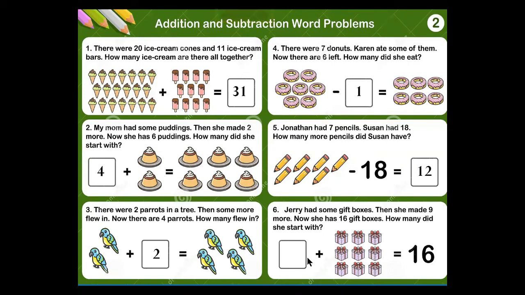The last one, Jerry had some gift boxes, then she made 9 more. So at the end 16 are left. So how many did she have at the start? She had 7. Okay. You will solve all these on your own by taking screenshots of the slides.